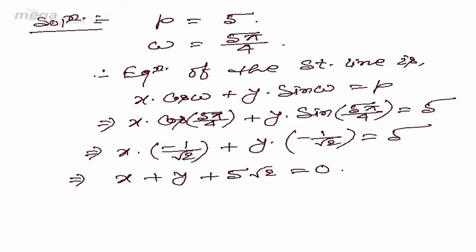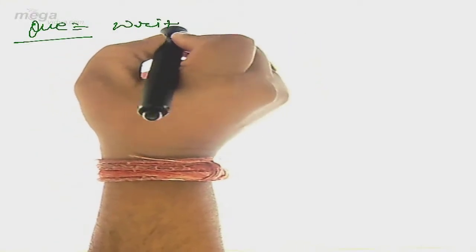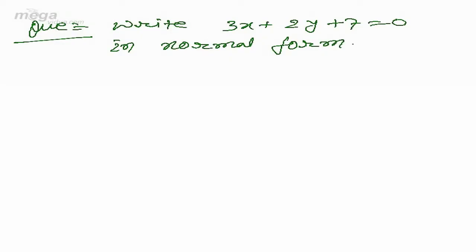Now I am taking one more example based on this. The question is, write the equation of the straight line 3x plus 2y plus 7 equal to 0 in normal form. It is a general equation. Now write it in the normal form.